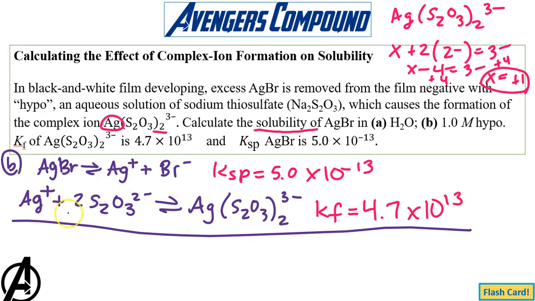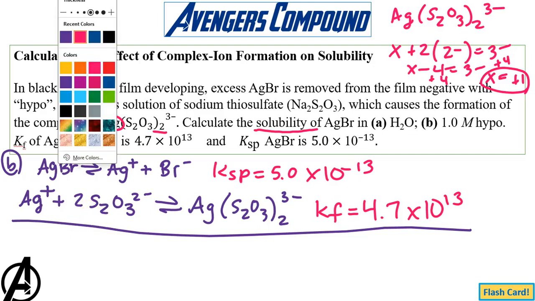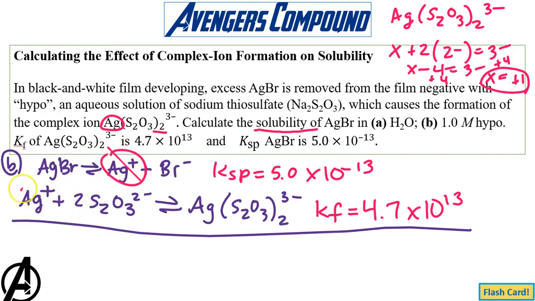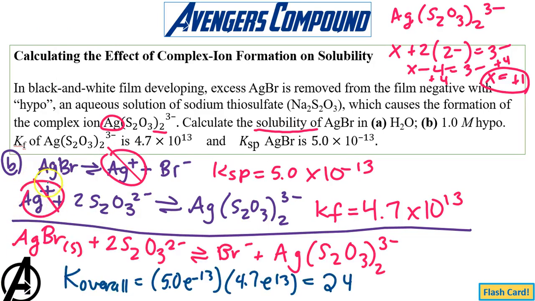Now that I have my formation equation and I have my dissolution equation, I am going to couple them together. That means add them together. So I'm going to get rid of things that are the same on both sides. For us, that's going to be Ag+ here and Ag+ here. So that's going to leave us with AgBr solid plus 2 S2O3 2- in equilibrium to form Br- plus Ag(S2O3)2 3-. Okay.